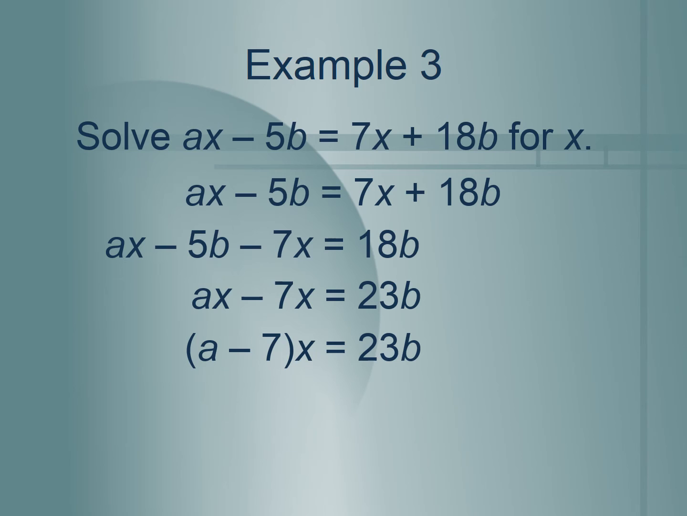So now when I want to solve for x, because remember that's our end goal, I'll divide both sides by a minus 7. So now I have x is equal to 23b over a minus 7.